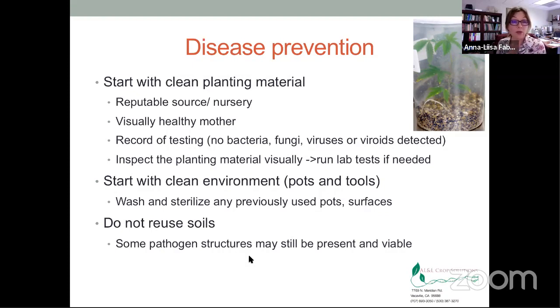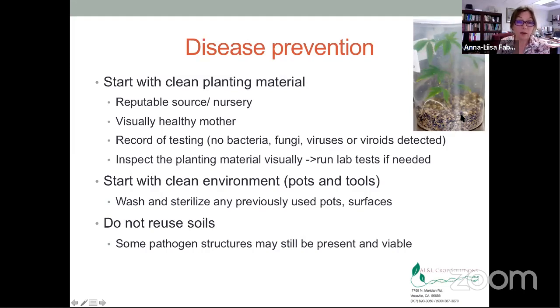Ideally, nowadays, you should have some sort of record of testing that no bacterial, fungi, or viruses were detected. We are working with some tissue culture laboratories like Node Labs. Here is a picture of the plant in here.